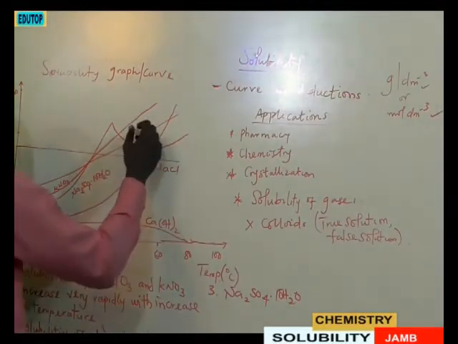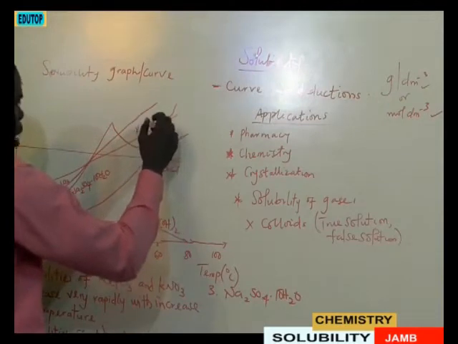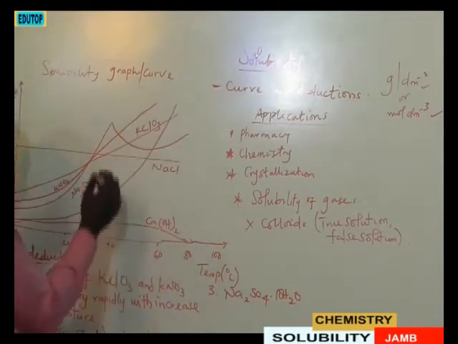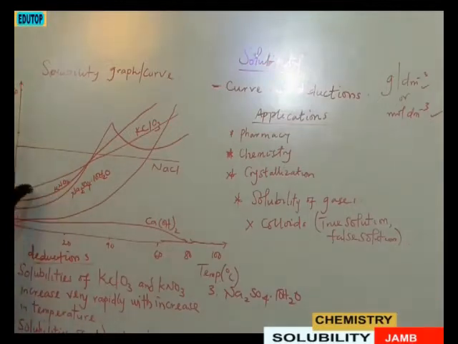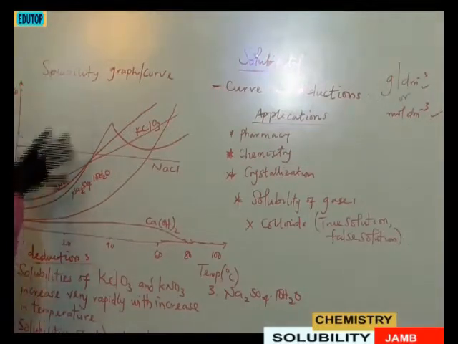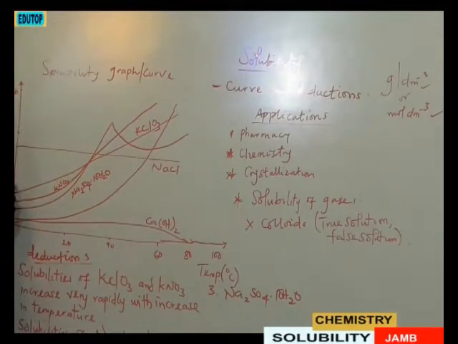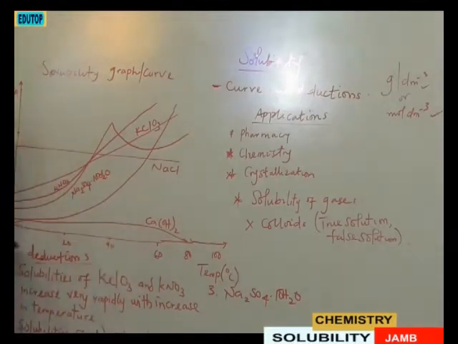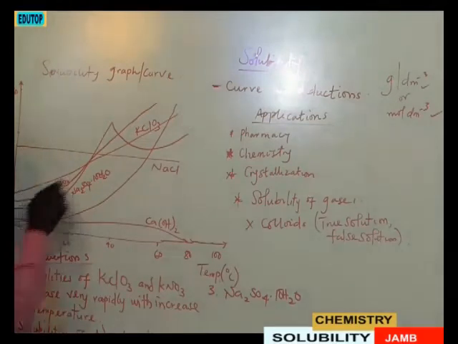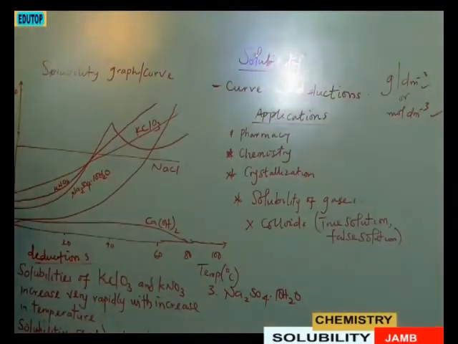So this is potassium trioxochlorate 5. You can see, or it is evident from the diagram, that this one moves with what? The solubility increases with increase in temperature. So as the temperature increases, the solubility increases for this. Then also for KNO3, it follows the same pattern.